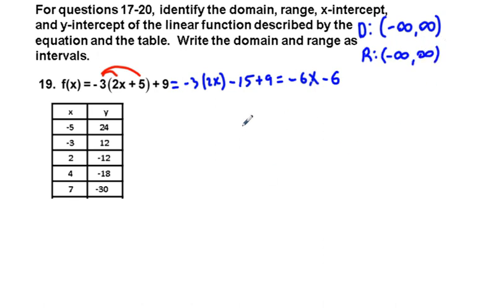Okay, we've got the domain and range out of the way. Anyway, we have the function now simplified in slope-intercept form as f of x equals -6x minus 6. So our y-intercept is going to be -6 because this is slope-intercept form, f(x) equals mx plus b. So our y-intercept is going to be the point 0, -6.